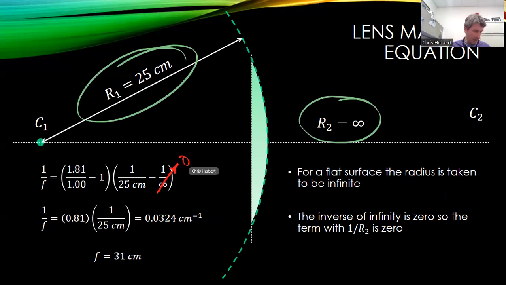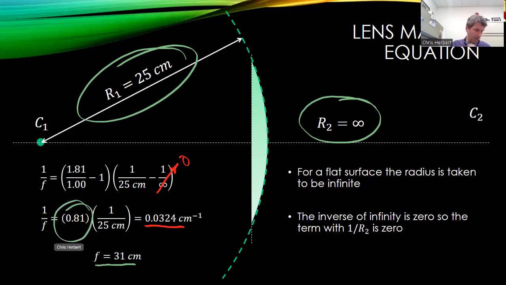So now we take the inverse of the focal length, which is 0.020324, and we can see that the focal length is larger for the plano convex. It's not as convergent as it was for the biconvex with the same radius of curvature.